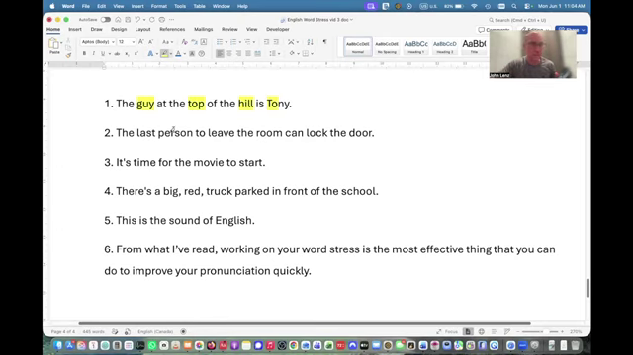How about number two? This is kind of tricky. The tricky part is right here. Stress, stress. We have two stressed syllables in a row. So the first one has to be a lot longer than you think. The last person to leave the room can lock the door. The last person to leave the room can lock the door, right? The last person to blah, blah. So it's da da da da da da da da da da da. That's how that one works.